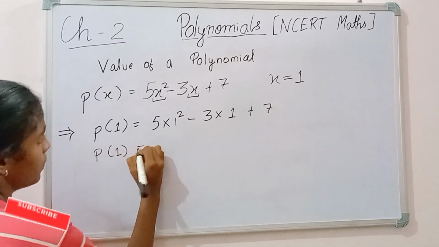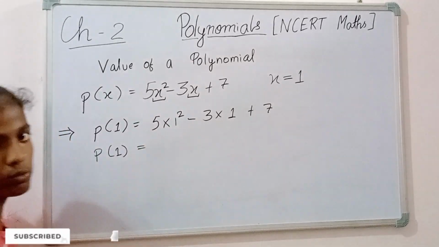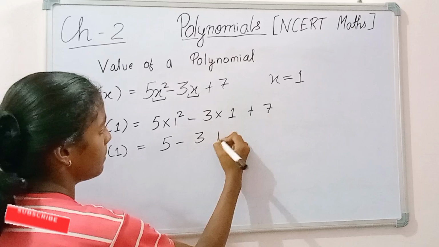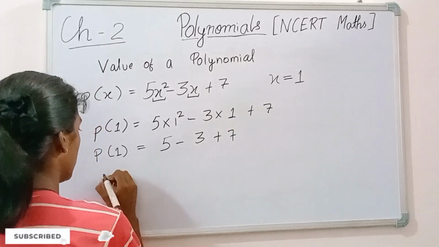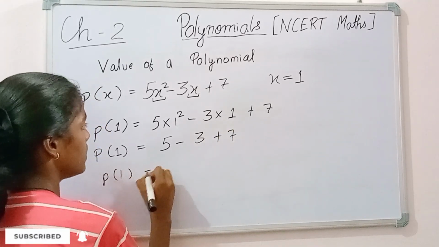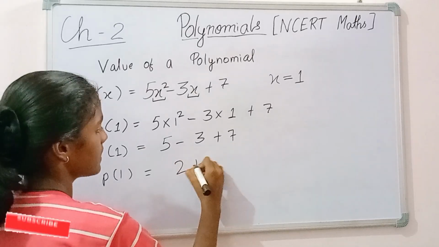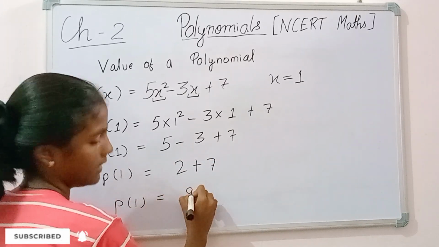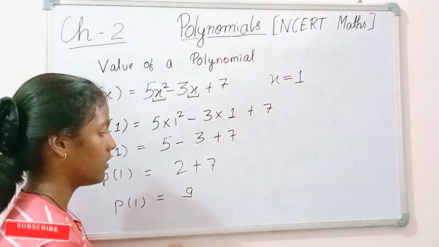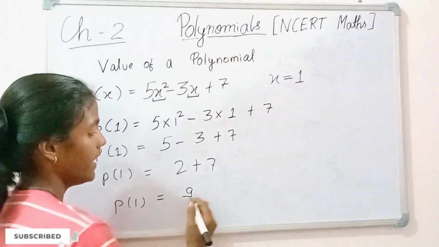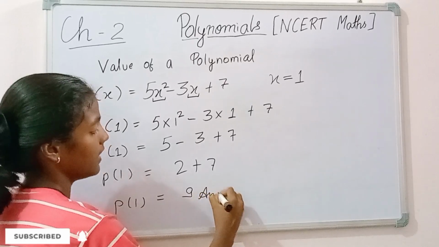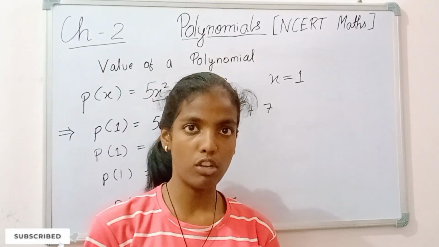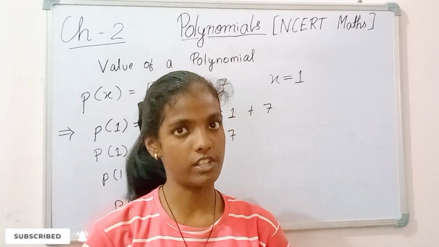P(1) is equal to 5 into 1, 1 square is equal to 1. So we will get 5 minus 3 plus 7. P(1) is equal to 2 plus 7. So P(1) is equal to 9. We have found the value of polynomial and our answer is 9. I hope that you all have understood about the value of polynomial. So let's take another question.